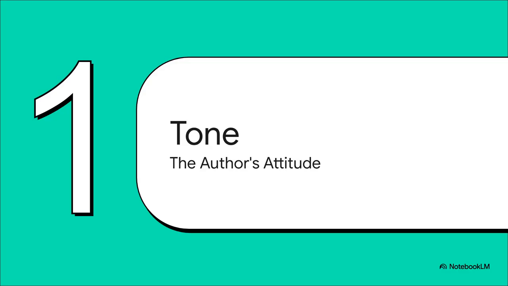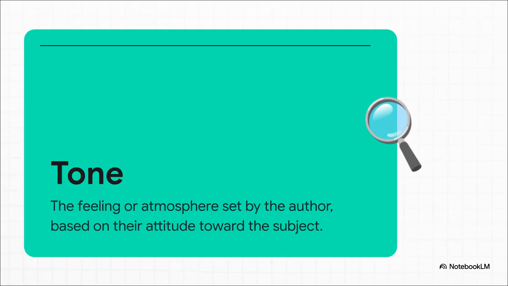Okay, so first up, let's break down the first piece of this puzzle: tone. You want to know the easiest way to think about it? Just imagine what's going on inside the author's head. It's all about their attitude, their perspective. And look at how we're defining tone here. It's not just some random feeling floating around. Nope. It is the specific atmosphere the author is creating on purpose. And it comes directly from how they feel about the subject or a character or even a place. It's kind of like their personal fingerprint on the page.